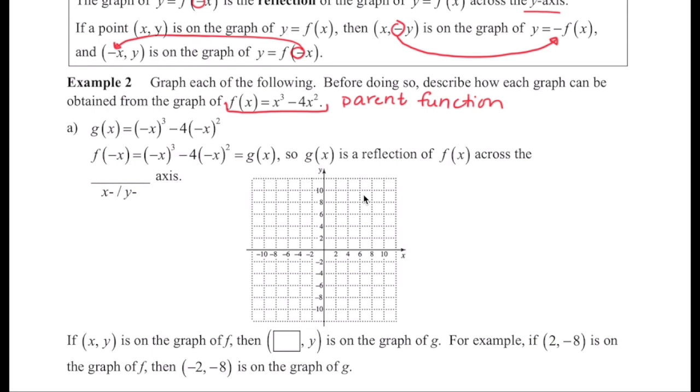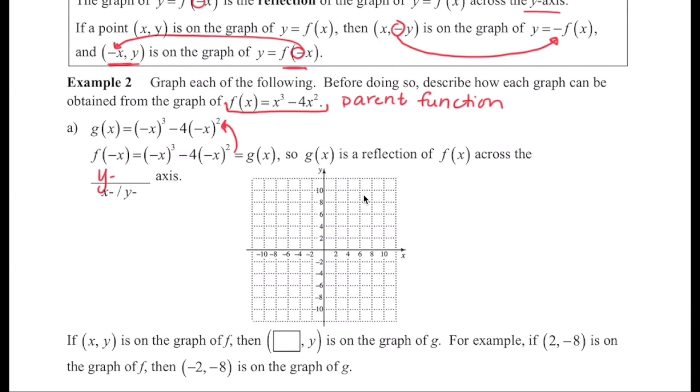Well, when I look at my parent function, if I were to replace x with negative x, like this example here, do all of my x's turn negative on the inside? When I replace x with negative x in my f of x function, I have negative x cubed minus 4 times negative x squared. Well, hey, that gives me exactly my g function. So when I substitute negative x into my parent function, I get my g function. This tells me that we are going to reflect across the y-axis.